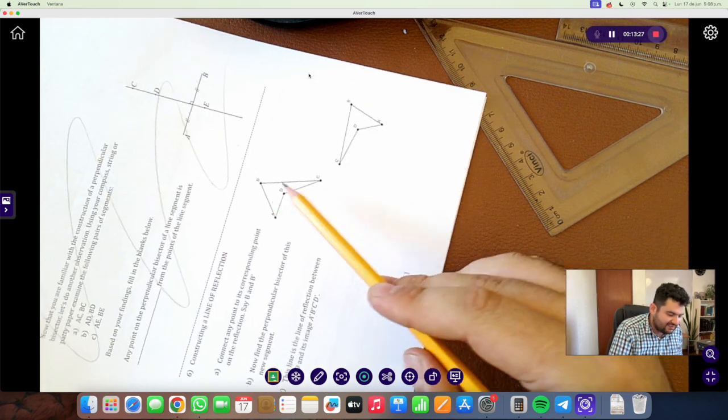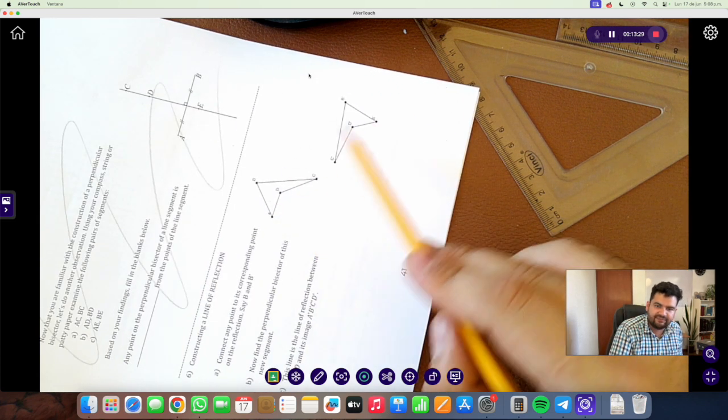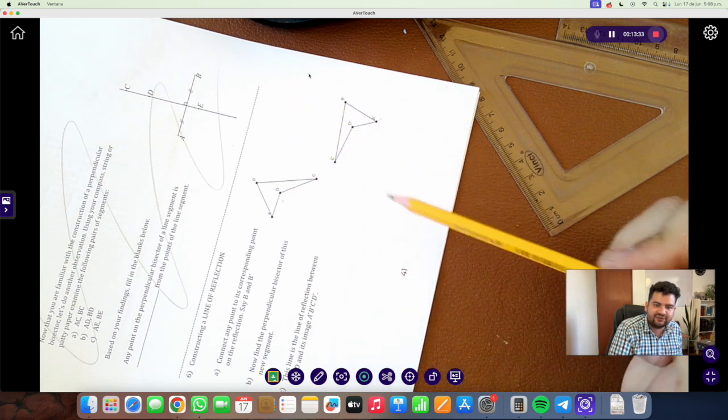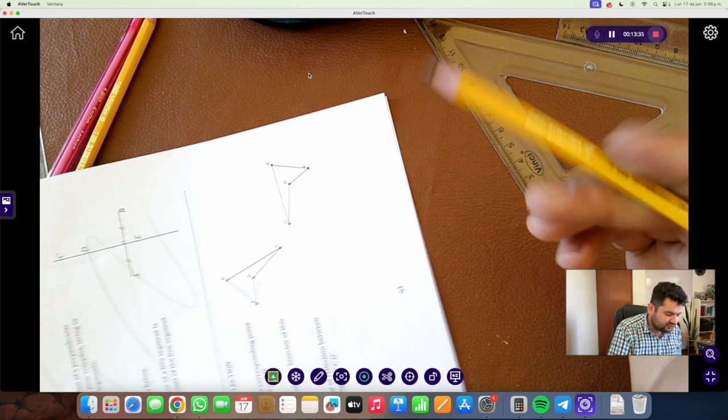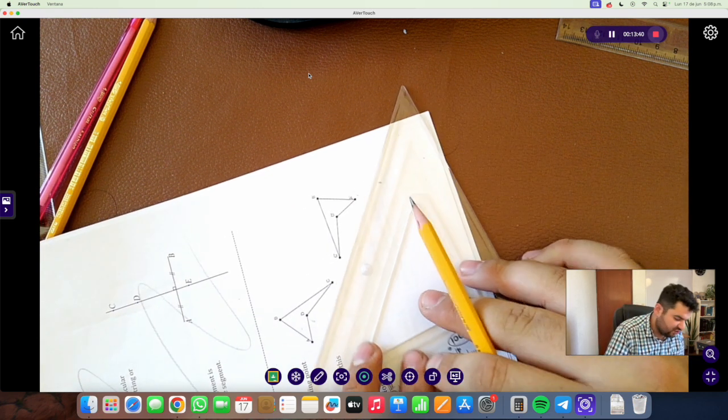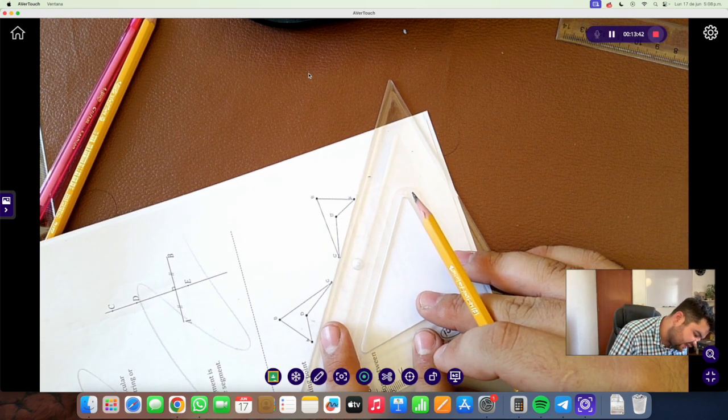Okay, I am giving you two shapes. This is a reflection of the other, and I want to draw the line of reflection. So how do I do it? Well, I'm gonna choose two corresponding vertices. So for example, I'm gonna choose A and A prime.